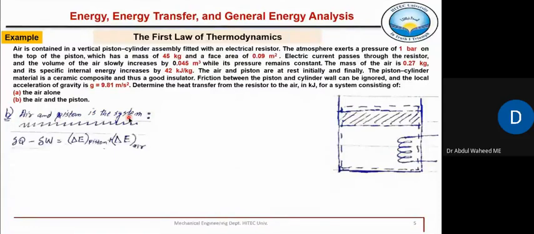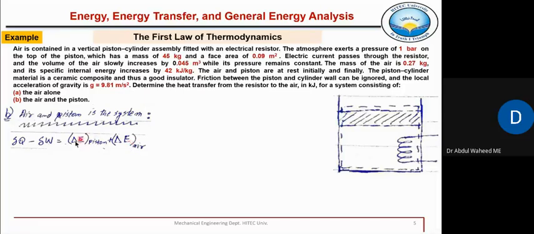Same equation for first law of thermodynamics for a control mass, but with one major change. Del Q minus del W is equal to delta E. Now delta E consists of two parts, air and also piston, right? So the system consists of two things, air and piston. That's why the delta E of system consists of two parts, delta E of piston plus delta E of air. That is the main change. Okay, in part A that was only delta E of air. Okay, so now we need to solve this equation.